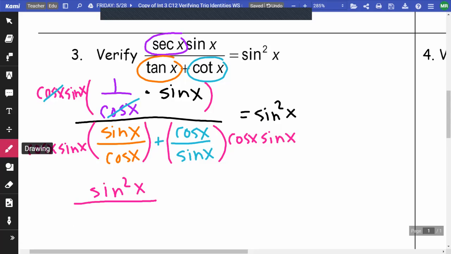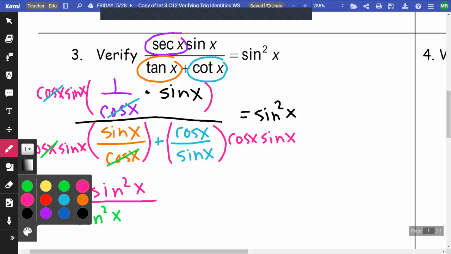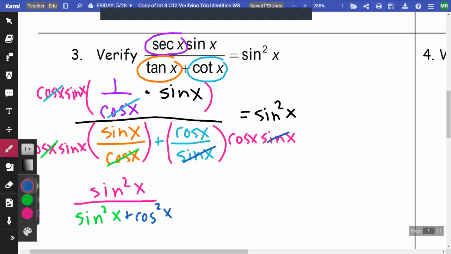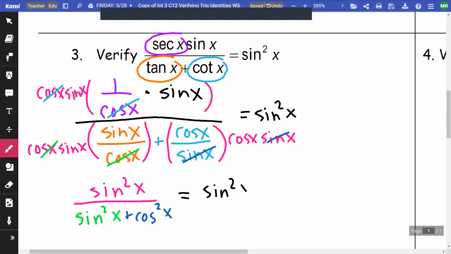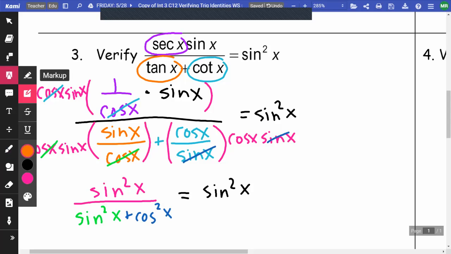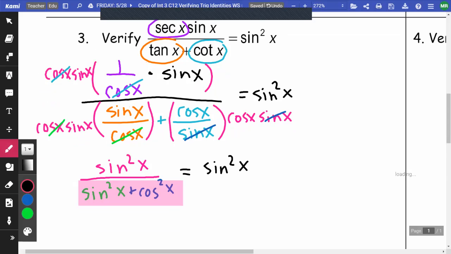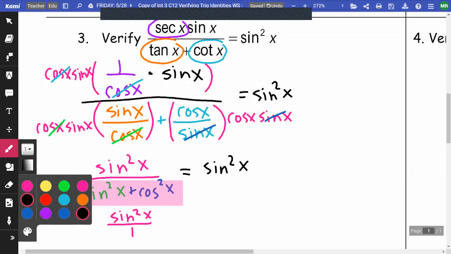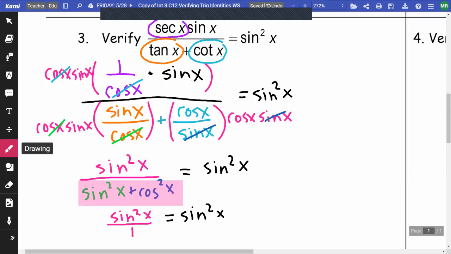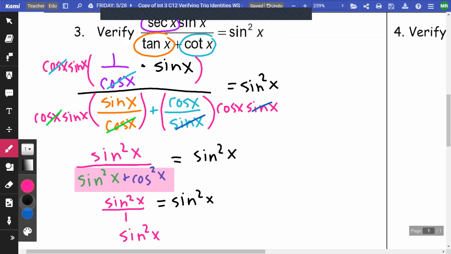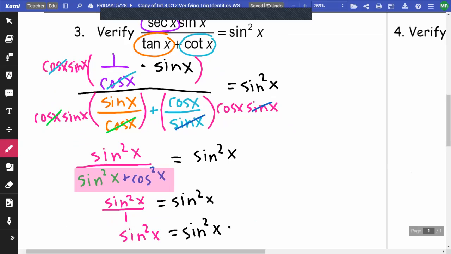Okay, so I am going to have this cosine x and this cosine x cancel out, and I'm going to get sine squared x. And I am going to have this sine x and the sine x cancel out, and I'm going to get cosine squared x. And again, our goal is to get sine squared x. Well, this denominator, sine squared x plus cosine squared x, that's just 1. Okay, so I am going to end up having my sine squared x over 1 equals sine squared x, and sine squared x over 1 is just sine squared x equals sine squared x. There we go.